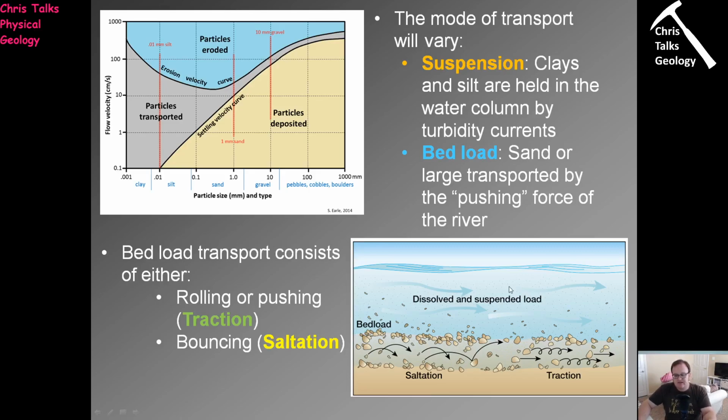So these are the methods by which we can transport material in a river. It can be dissolved as ions, it can be suspended in the river water, or it can be part of the bed load. If it's part of the bed load, it will typically be moved by one of two methods: traction, which is rolling or pushing, or saltation, which is bouncing.